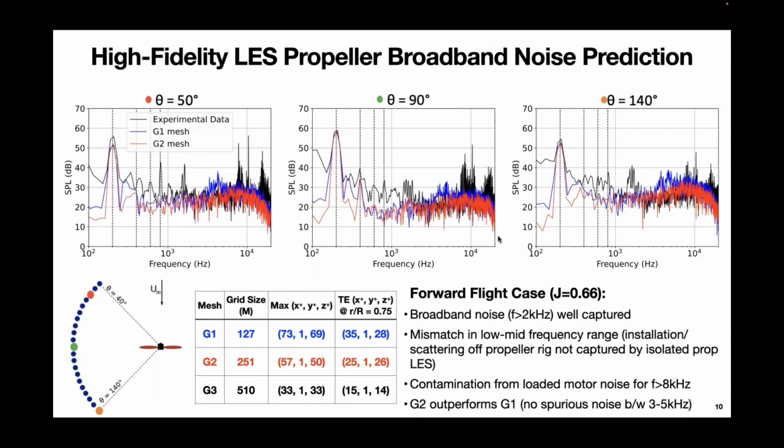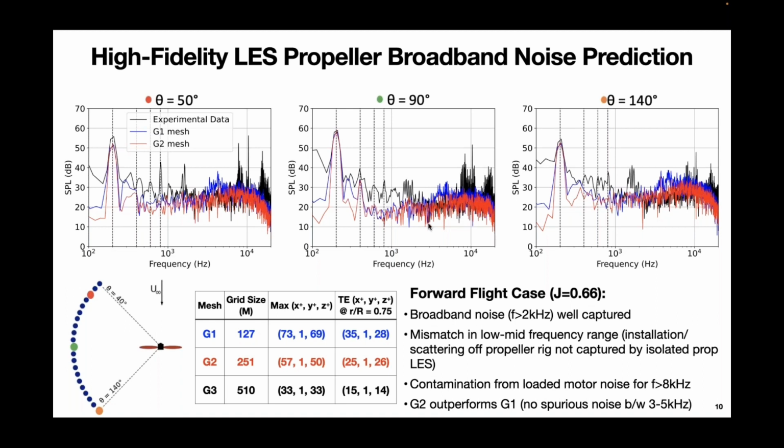Things are behaving much better. The prediction is much better in the forward flight case. So you see that the tone is very accurately predicted, within a couple of dB. The broadband range above 2 kilohertz is also very well captured. We do have some mismatch in the low to mid frequency range. This is due to the fact that the insulation and scattering effects from the propeller rig are not captured by such an isolated propeller simulation. And also above 8,000 hertz in the experiment, we have some contamination from the loaded motor noise, as you can see here.